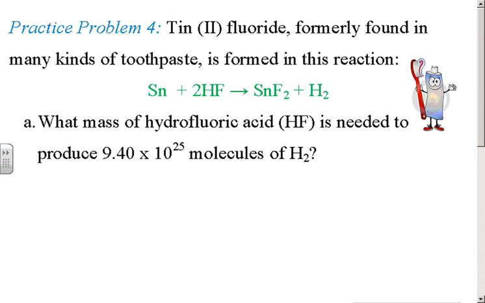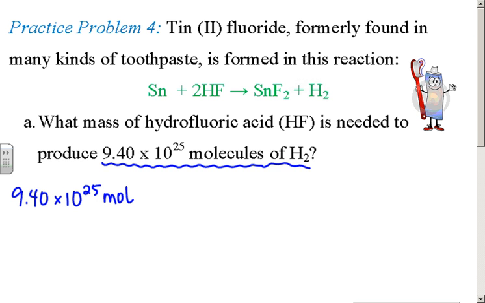The number I'm given in this problem is 9.40 times 10 to the 25th molecules of H2. So that's the number I'm going to start with. 9.40 times 10 to the 25th. In my first step, I'm going to do a conversion. And before I go any farther, let's take an inventory here and look at our mole map.